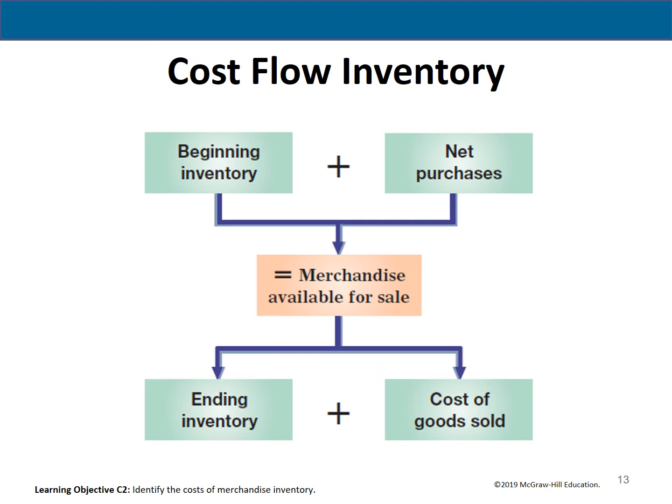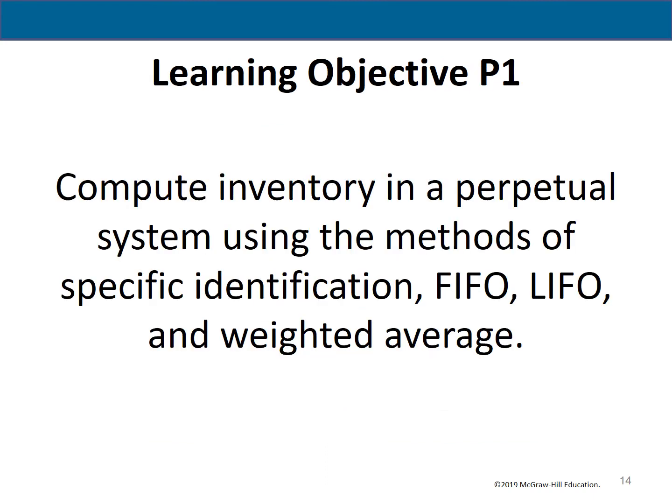So there's back to that slide. Beginning inventory plus purchases tells us everything we could have sold. Some of it we will sell. That will end up in cost of goods sold. Some of it will still be here. That will be an ending inventory. So let's take a look at how we actually do these computations.